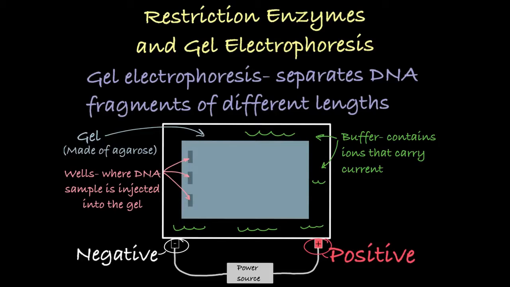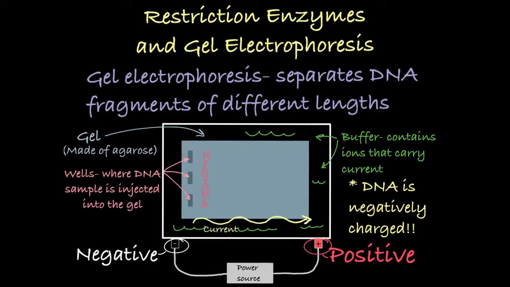We should remember that DNA is negatively charged due to the phosphate groups in its backbone. When the electric field is applied, the current is running through the buffer. The negatively charged DNA fragments move away from the negative pole toward the positive pole through the agarose gel. In this process, the larger the DNA fragment, the slower it moves, causing the fragments to separate based on their size as they travel.